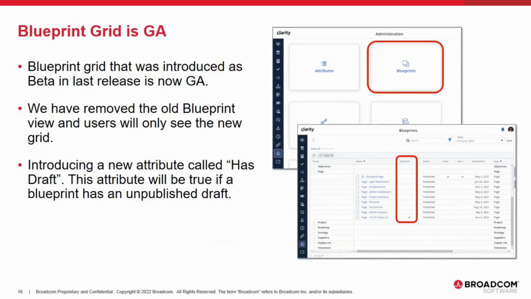We have now moved towards making the blueprint grid GA. In the last release, we introduced the blueprint grid as beta, and any administrator going into the modern UX administration would see two tiles, one for blueprints and the other one blueprints beta. Now you would only see a single tile called blueprints. Clicking on that will take the user to the blueprint grid, where they can manage their blueprints in a grid format.